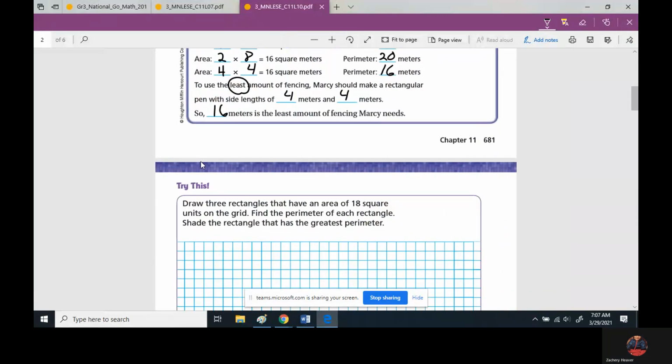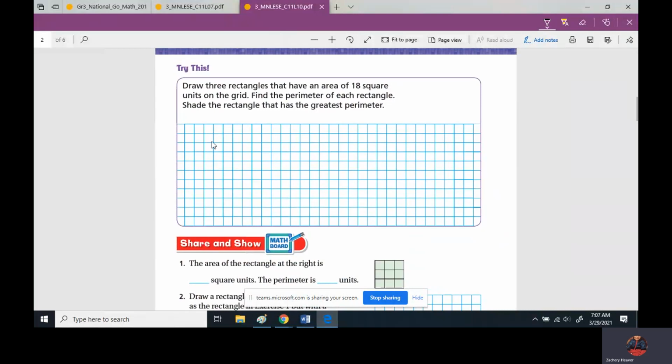All right. So it says draw 3 rectangles that have an area of 18 square units on the grid. Find the perimeter of each rectangle. So let's do a multiplication problem. We have 1 times 18. That's first. We go 1 down, 1, 2, then 7, 8, 9, 10, 11, 12, 13, 14, 15, 16, 17, 18. So we have 18 and 18 and 1 and 1.